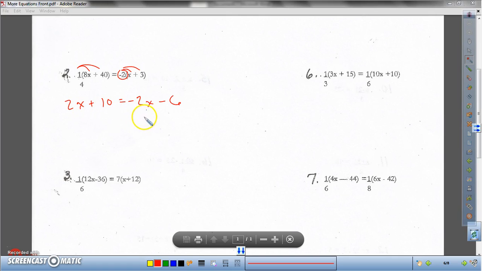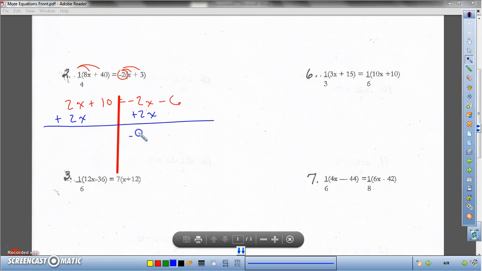Variable constant on one side, variable constant on the other side. So my next order of business is get rid of the variable on one side or the other. Does not matter which. I'm going to get rid of the negative 2x by adding 2x to both sides. So that's going to leave me with a minus 6 on the right side. 2 plus 2 gives me 4x, and your plus 10 comes down.